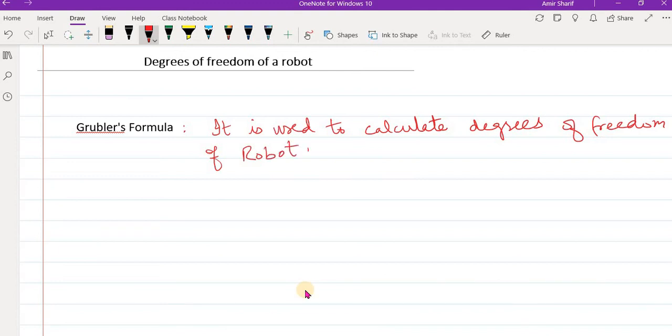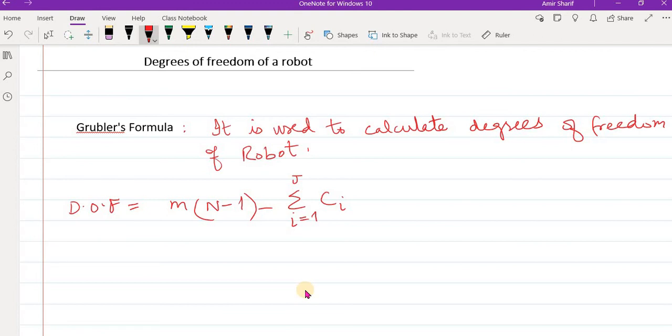Okay, so what is this formula? This formula says that degrees of freedom is equal to m(n minus 1) minus the sum from i equals 1 to j of c_i. I will tell what m and n are and what all these other parameters used here are about.